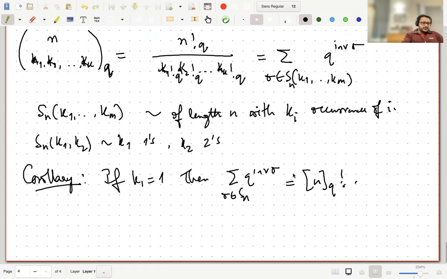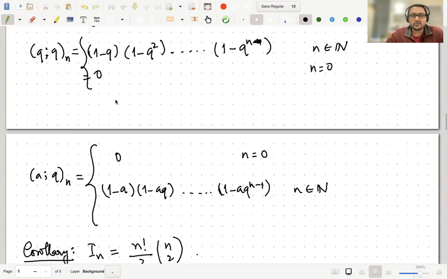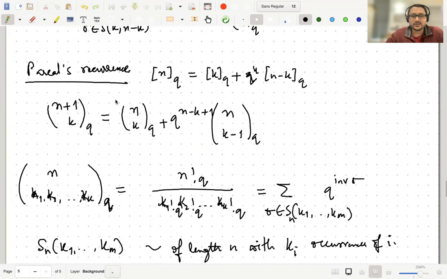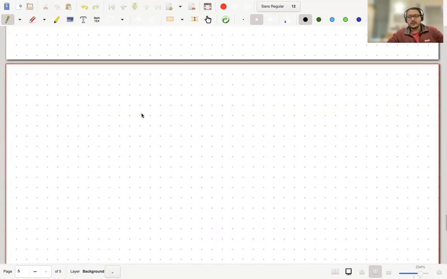Anyway, I understand that this might be a bit fast, but this is just to give an idea that there is a natural way to go to q analogs of binomial coefficients as well as multinomial coefficients and so on.